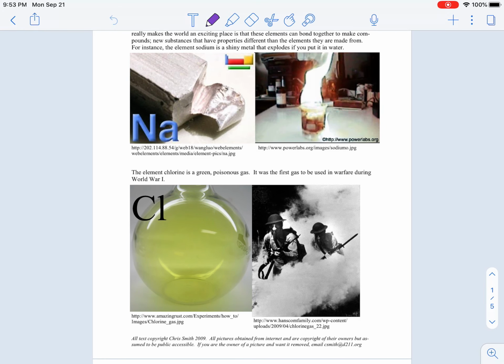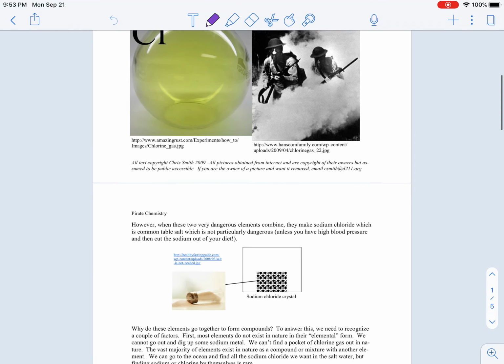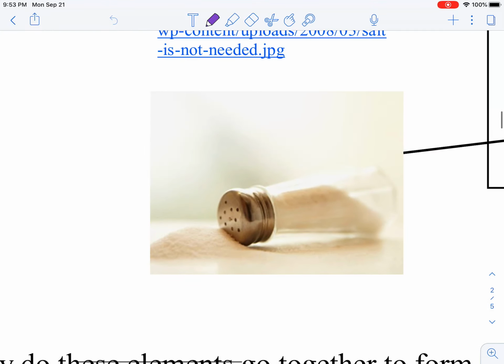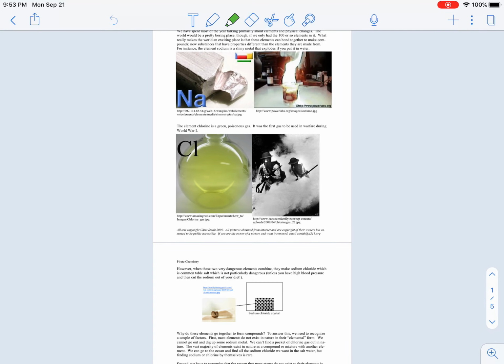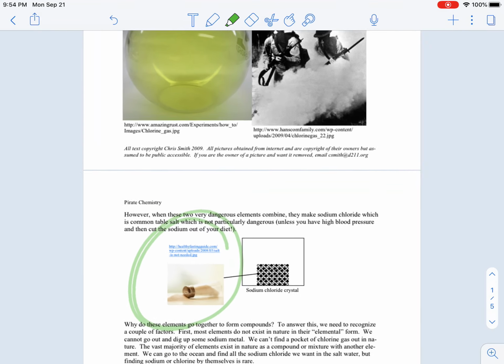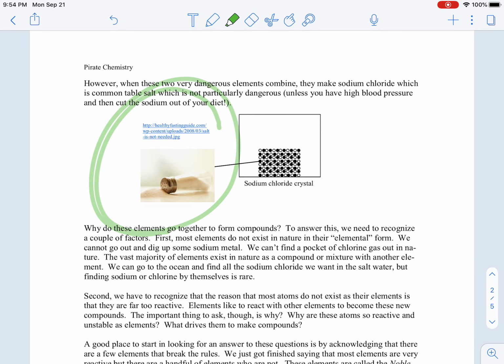But if I take those two elements and chemically combine them, what I produce is table salt. That's it. I go from an explosive metal and a deadly gas to simple table salt. To me, that blew my mind. That's a crazy idea to me, but that's the way chemistry works. You have two or more elements, they chemically react, and they form something completely new with new characteristics. And that's what we're going to look at, how this actually happens.